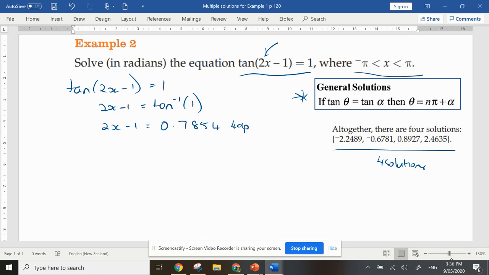Now as soon as you do tan inverse, that is going to be alpha, and that alpha belongs there in the general formula. So that tells us by the general solutions that 2x minus 1, that's what we get when we do the inverse tan, gives us n pi plus alpha. Alpha is 0.7854. We need to rearrange to find x, so we're going to add 1 to both sides.